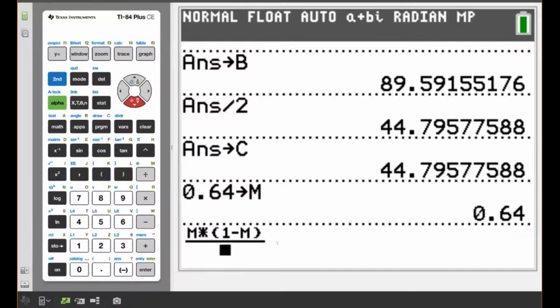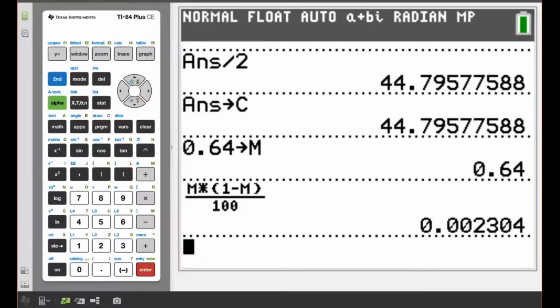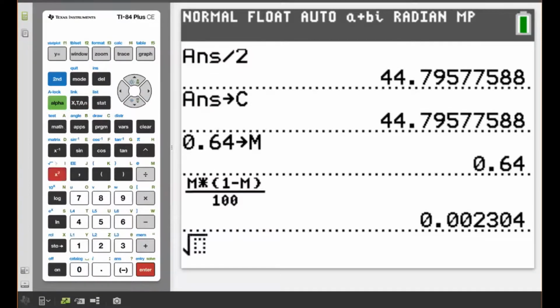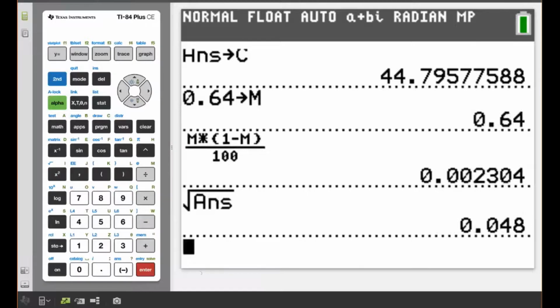Over our N value. Now, there were 100 people in our population. So this gives us our variance. We take the square root of that answer, and we end up with our standard deviation. I'm going to store that under S for standard deviation.